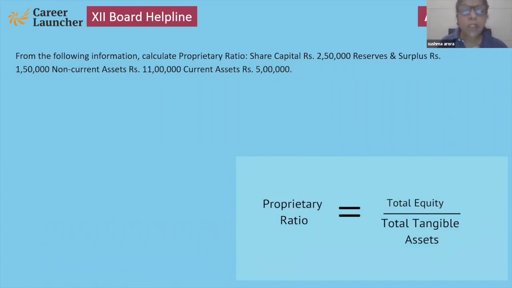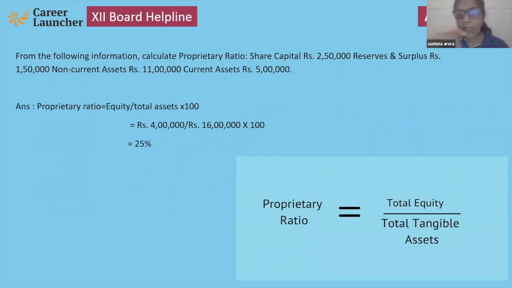Share capital given, reserves and surplus given, non-current asset given, and current asset given. What is the formula of proprietary ratio, children? There are two ways to calculate proprietary ratio. We can multiply it by 100 as well. Yes. See, proprietary ratio is equal to equity upon total asset into 100. Here, equity means share capital and reserves and surplus. Total asset means NCA and CA.